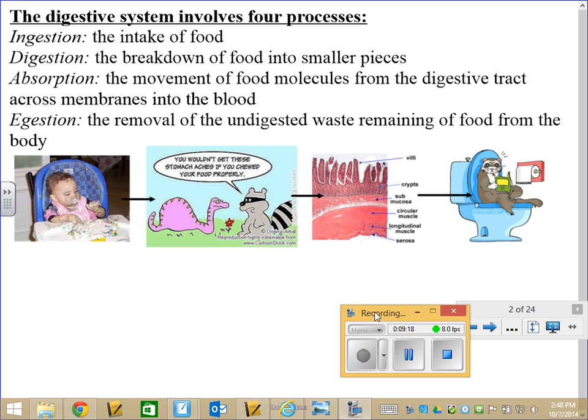So now that we've taken a look at the diagram and you have just a visual idea of what things are, we need to talk about what each of those parts does. And so the first thing I'd like to discuss are the 4 processes that are involved with your digestive system.